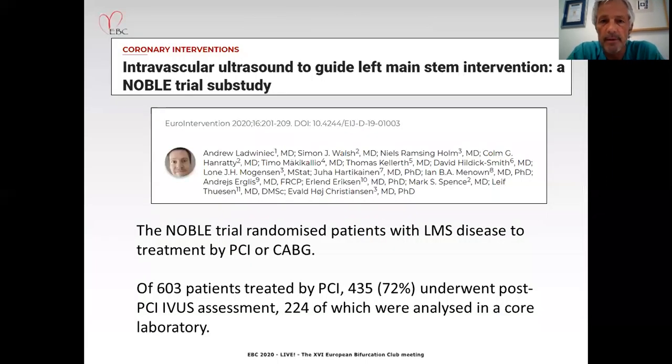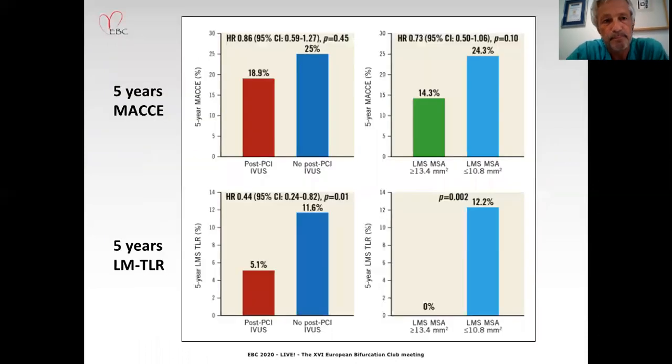The NOBLE trial, the other important trial comparing PCI and CABG, included 600 patients treated with PCI. Among them, 72% underwent IVUS guidance during the procedure, and in 224, the analysis was done in a core lab. The 5 years MACE did not show significant differences between the IVUS guidance group and the angio guidance group, but there was a trend for lower rates of events in the IVUS guidance. TLR at 5 years was clearly significantly lower in the IVUS guidance group, with 5.1% versus 11.6%.